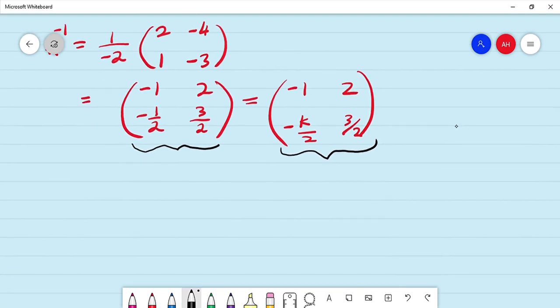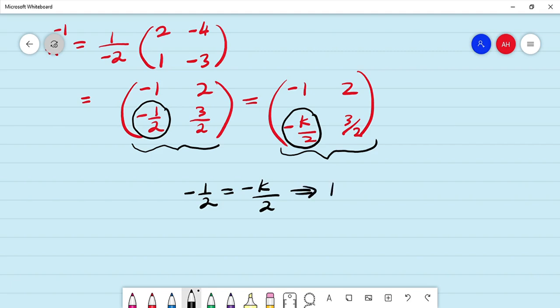So the unknown K is at this position, so we have to compare that value with this value. Let's compare. Negative 1 over 2 is equal to negative K over 2. Now, can you tell me what is the value for K in this case? Very obvious that K is equal to 1, right? Very obvious that K equal to 1 without doing calculation.